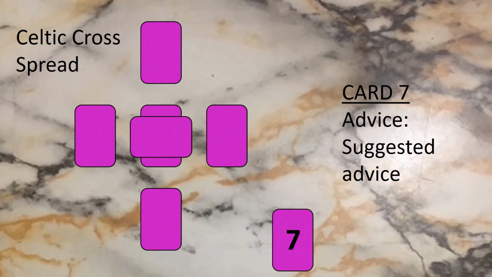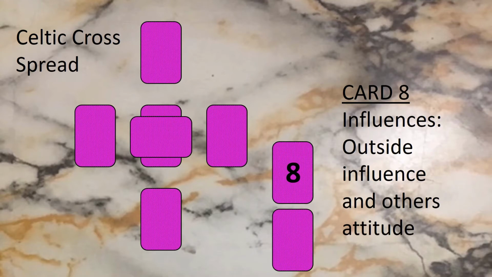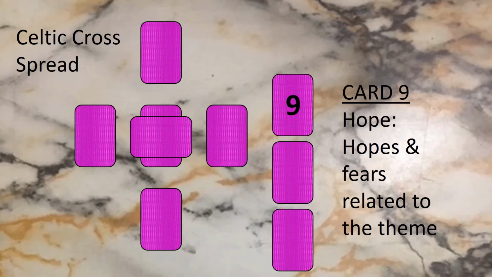Card number 7 is all about advice. It is suggested advice, something that you can take on board to help you resolve the concern or the question in the theme of your reading. Card number 8 is all about influences. It's about outside influences and other people's attitudes towards the situation. Card number 9, I refer to as the Hope card. It's all about hopes and fears related to the theme. You can't have hope without fear. You can't have fear without hope. They work hand in hand and one motivates the other.